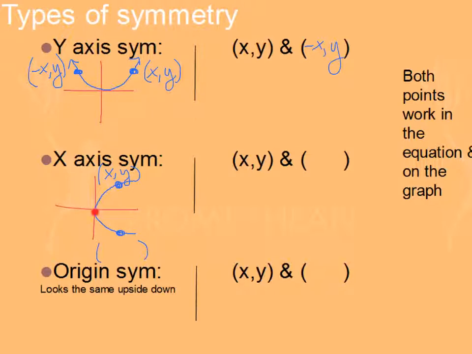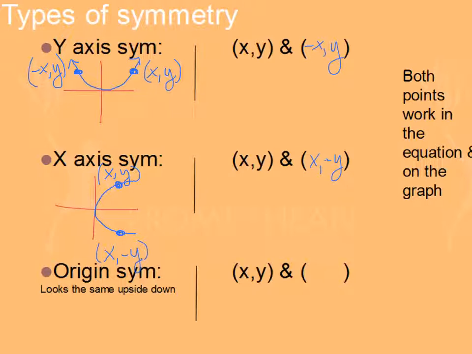All right. We're still going over the same amount, but instead of going up, we're going down. So the other point would be x, negative y. So if you have an equation that has an x and a y, then you should find that if you have an x, negative y, that should also work. In other words, if you change the value of the y to a negative, it doesn't matter. You're still going to have the same x value.